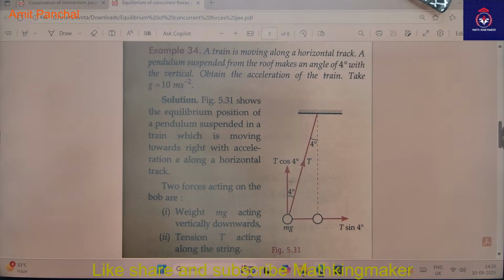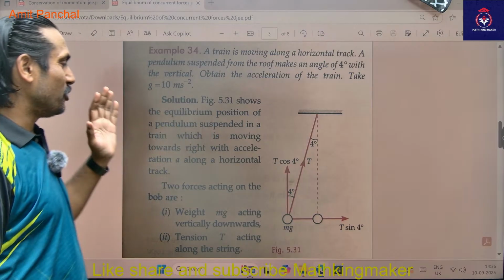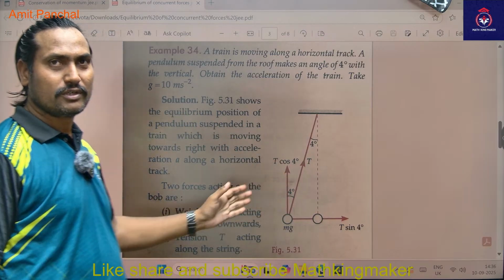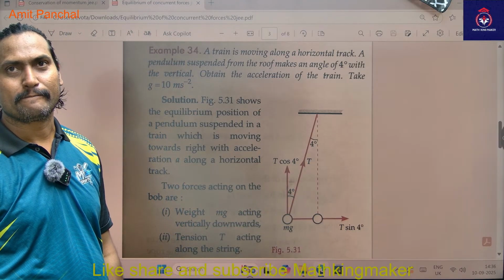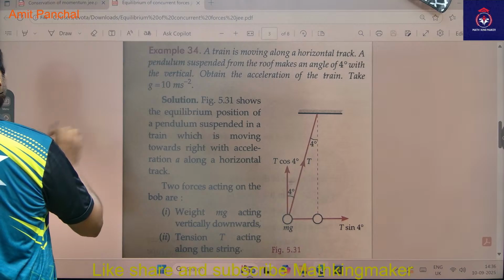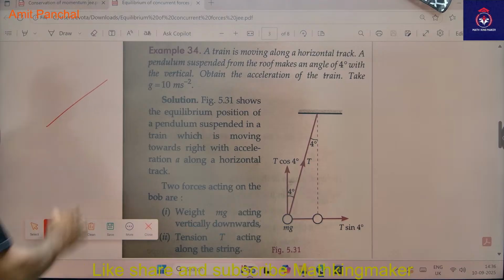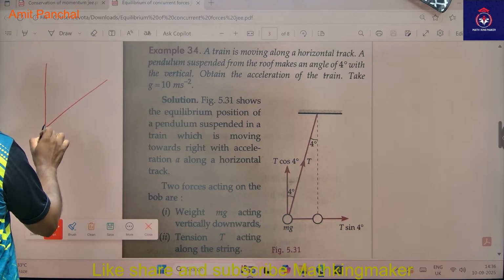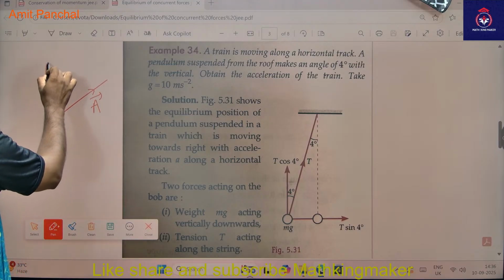In the diagram, why have they taken the vertical as cos? Don't be confused. Along theta it is always cos. If this is your vector A and this angle is given as theta, then that component will be A cos theta.